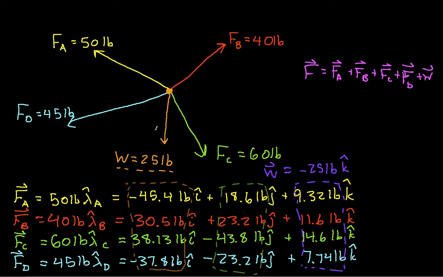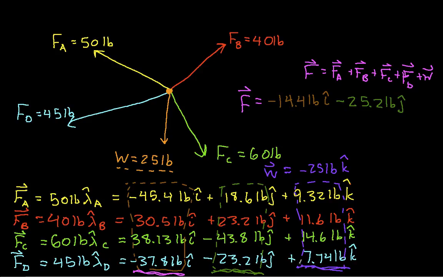And rather, again, than making you sit through the computations, let's just write down what we get. We get F, the sum of the x components, these guys right here, in fact, we'll write this in brown, is minus 14.4 pounds. Okay, the sum of the y components, these guys here, is minus 25.2 pounds times j-hat, and the sum of the z components, these guys down here, including our weight vector, ends up being 18.3 pounds times k-hat.